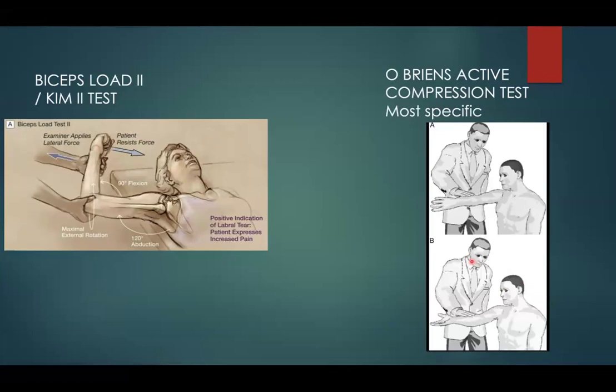The O'Brien test, or active compression test, is the most specific for SLAP tear. The patient is standing and the arm of interest is positioned at 90 degrees of forward flexion and 10 degrees of adduction and internal rotation, so that the thumb points to the floor. We apply downward pressure and tell the patient to resist. If the patient feels any pain, the test is considered positive.